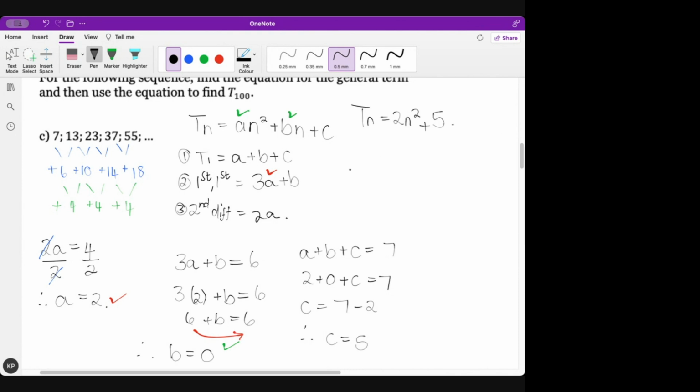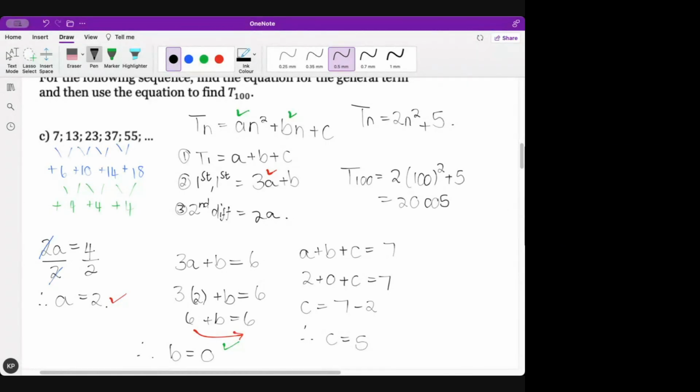Now let's look for term 100. This will be 2 times 100 squared plus 5. So that's 2 times 10,000. So that's 20,000 plus 5, which means 20,005.